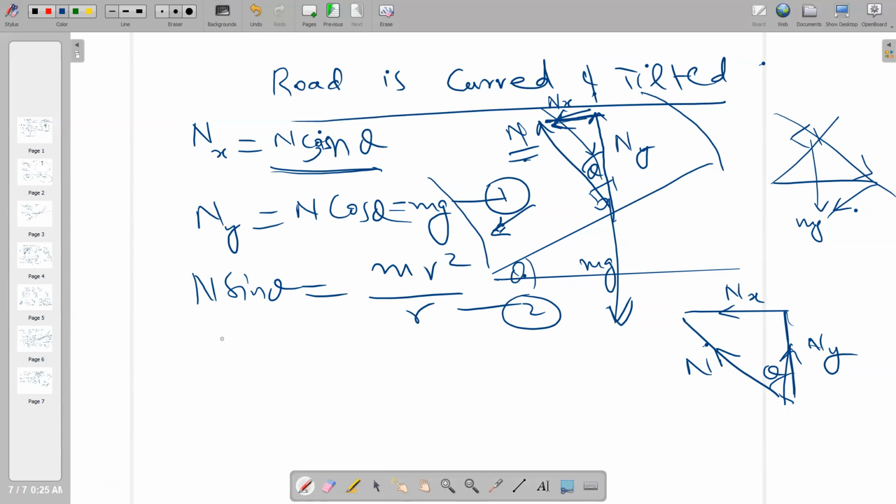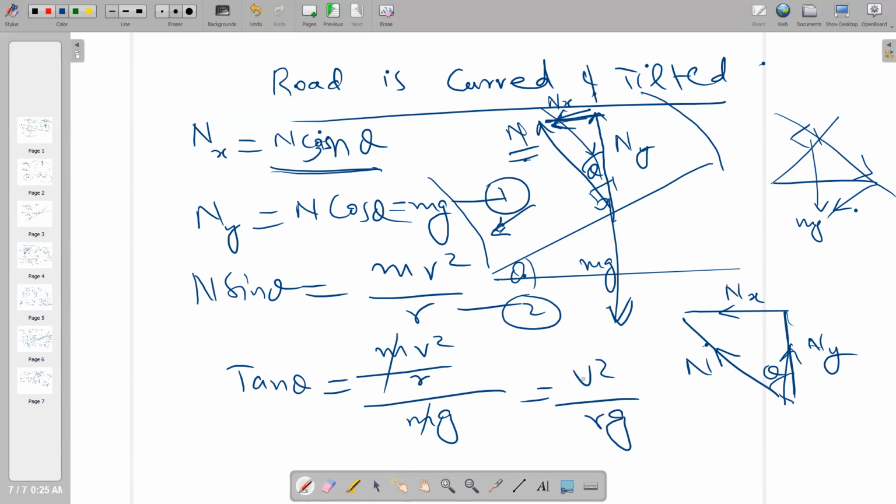N will cancel with N, sin theta over cos theta will become tan theta, and this is equal to mv square over r divided by mg. M will cancel, so tan theta is v square over rg. This is the same equation which we derived in the previous conical pendulum, but here we will not put r equal to L sin theta, because in that case the pendulum depends on the length, but here it doesn't depend on length, it depends on r.